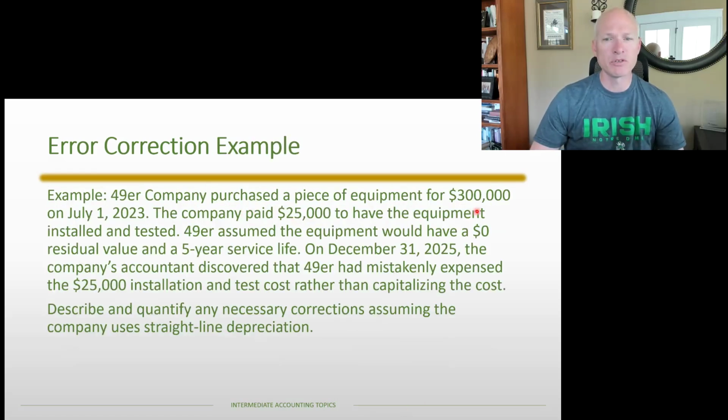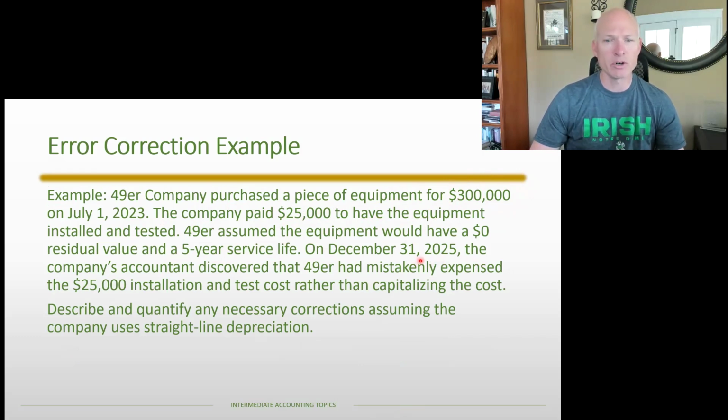A company purchased a piece of equipment for $300,000. The company paid $25,000 to have the equipment installed and tested. Now, if you recall, when you have $25,000 in installation and test costs, those costs really should be capitalized. And so instead of having a $300,000 piece of equipment, you really have a $325,000 piece of equipment. They assumed a zero residual value and a 5-year useful life.